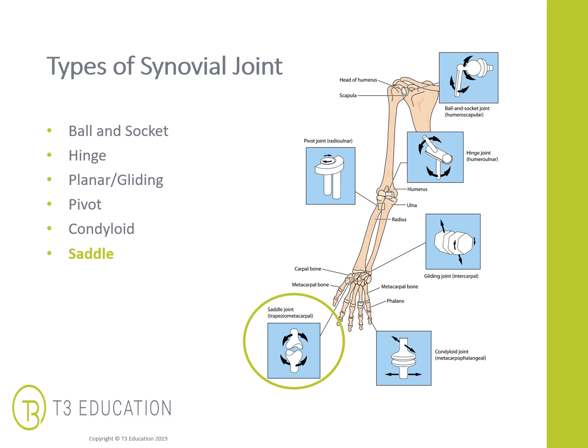And finally, saddle joints. A good example of this is at the thumb joint here. This is where the articular surface of one bone is shaped like a saddle, and the other bone fits into the saddle like a rider on a horse. So the carpometacarpal joint between the trapezium and metacarpal of the thumb is a prime example of a saddle joint. It allows quite a lot of movement, but doesn't allow axial rotation. So we get flexion, extension, adduction, abduction, and circumduction.